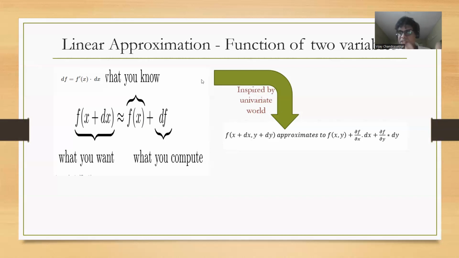So it's very similar in a way. The big change is that you split this whole df into two parts. The first part is where you deal with x, the second part is where you deal with y, all right? Now, let's take an example and see how this linear approximation works.